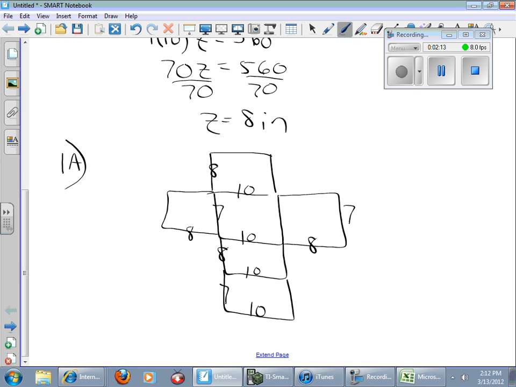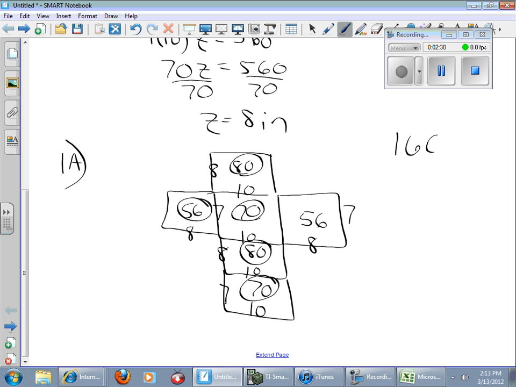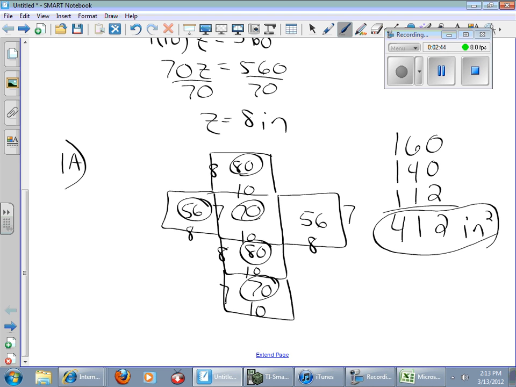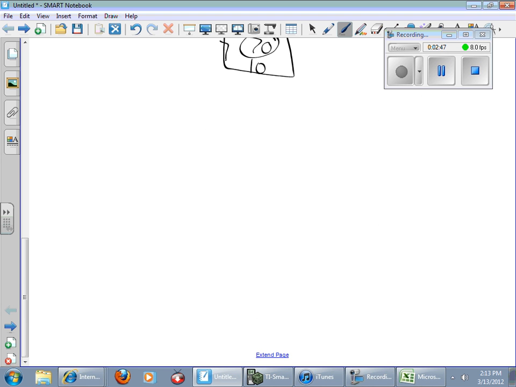You're going to have 3 pairs of congruent rectangles. This one will have an area of 80, 80 here also, 70 and 70, 56 and 56. So you're going to have 160, I got that from 80 and 80. You're going to have 140, I got that from 70 and 70. Then you're going to have 112, I got that from 56 and 56. Add them up, and you're going to get 412 inches squared. That is the surface area of that prism. All right, very good. Moving right along.